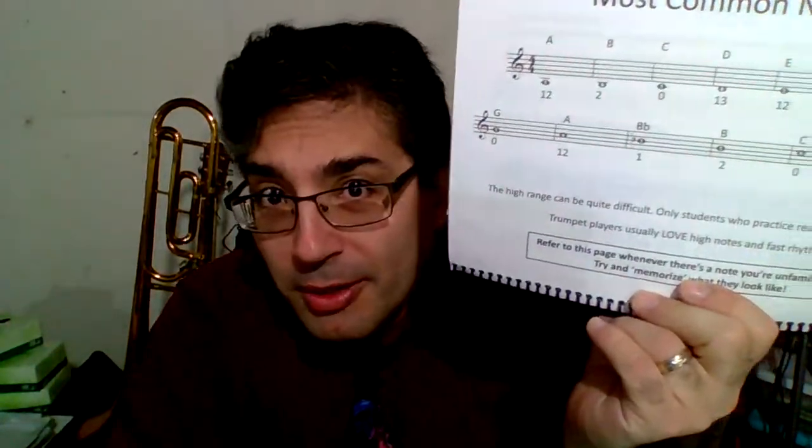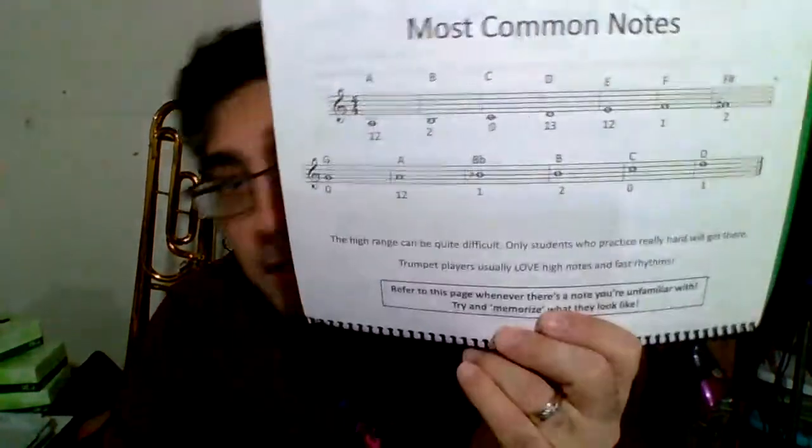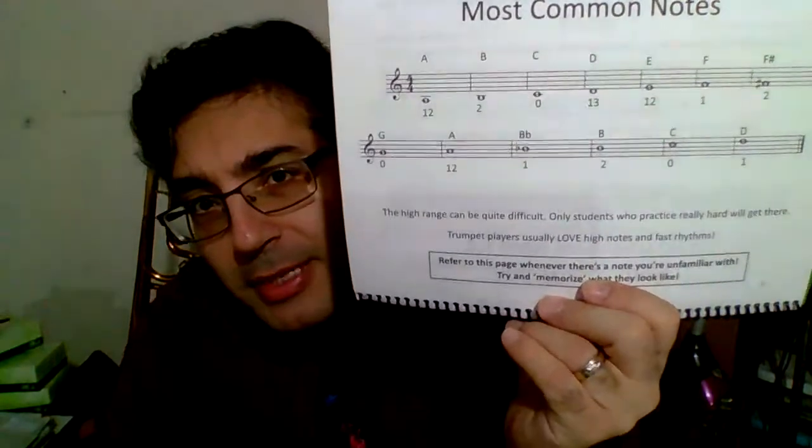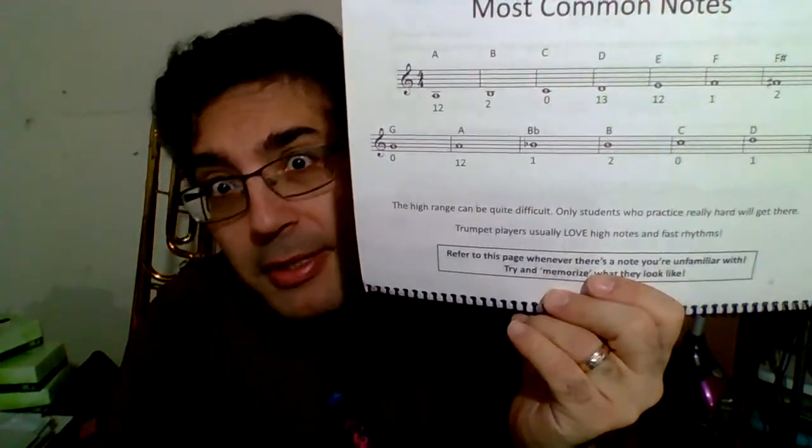Try and memorize what they look like. Whenever you learn a new word, you want to look it up, find out the definition, how it's spelled, and memorize those things. Same thing with trumpet. Every time there's something new, obviously the new thing is very important. So that is a fingering chart.